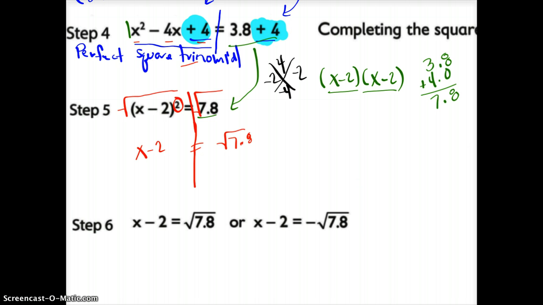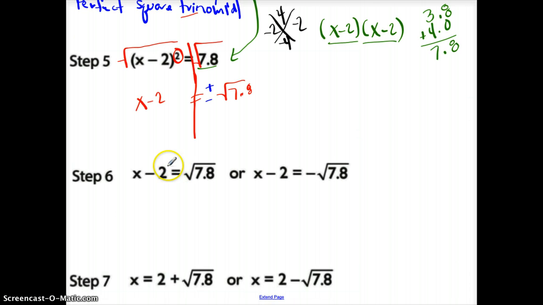But we're going to add in this plus or minus, because every time we get a square root, we always have a positive answer and a negative answer. So we'll have a plus or minus square root 7.8. That takes care of step 5, which leads us to step 6. We got two answers. We got one with a plus. That's this one, because this is the positive. And we got one with the negative. It's a different color. Here's the negative, and there it is. So we got two different answers.